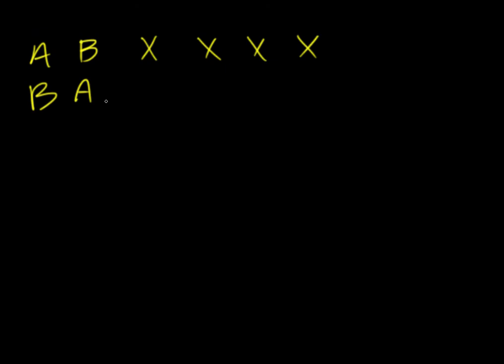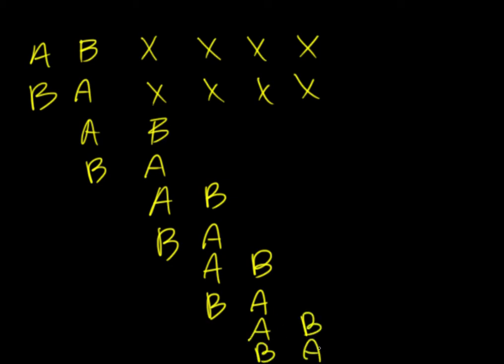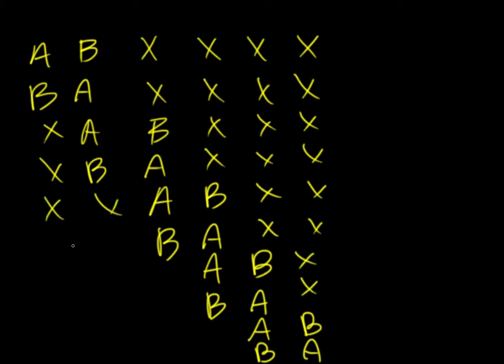We could say BA. We could also say AB, BA, AB, BA, AB, BA. Obviously there's X's in all these spots. So we see this is a very visual way.